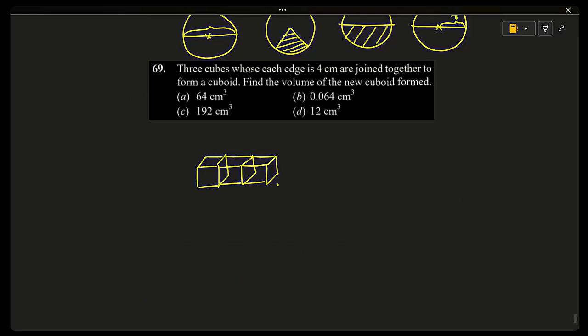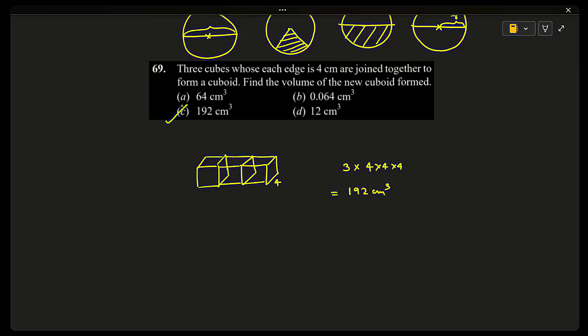Each cube measurement is given as 4. So we'll be finding the volume of one cube. That is, cube volume is side into side into side. How many cubes are arranged here? 3 cubes, so 3 multiplied by 64, you'll be getting 192. That is 192 centimeter cube.